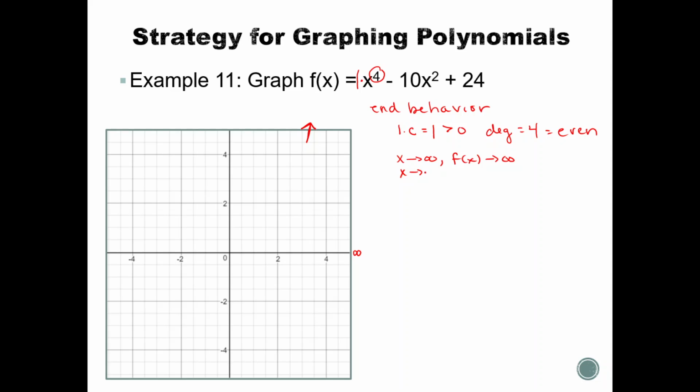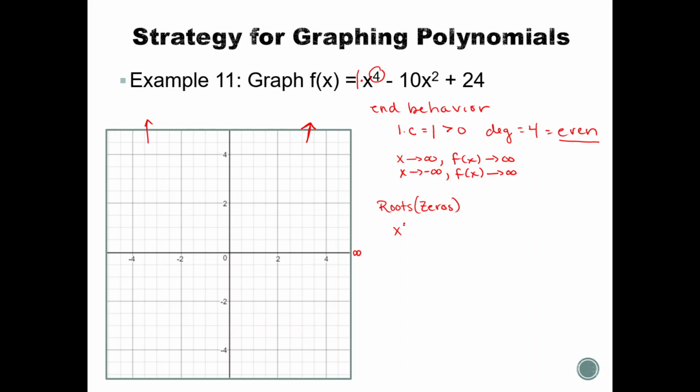Okay, as x goes to negative infinity, f of x is also going to go up, because since it's even, they have to go the same direction. So I know what the far left and the far right are going to do. I know where the arrows are going to go. Okay, the next thing I'm going to do is find the roots or zeros of the function.